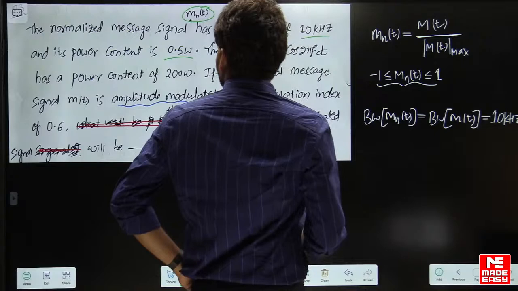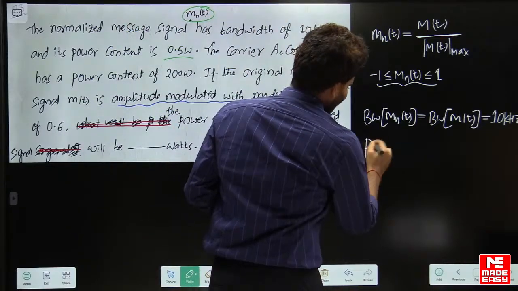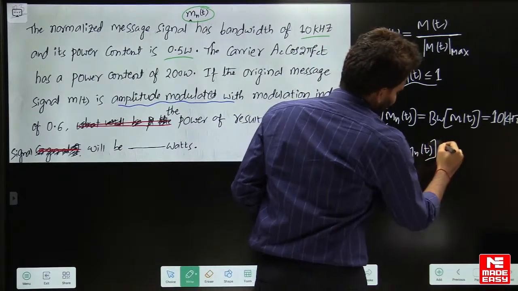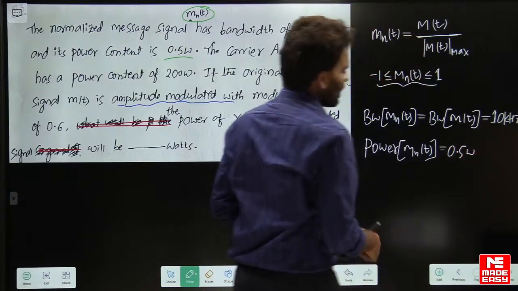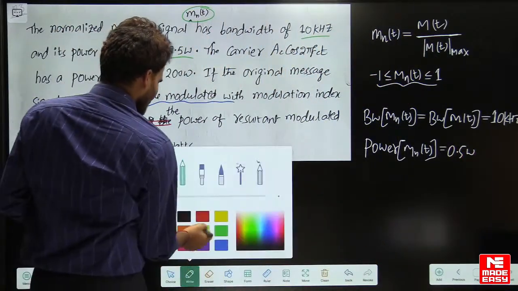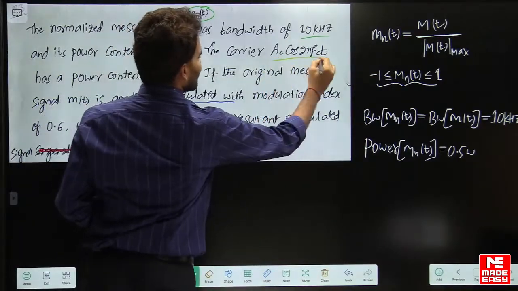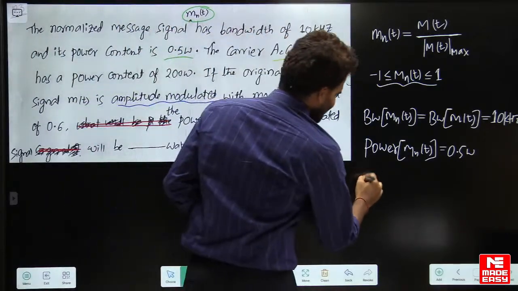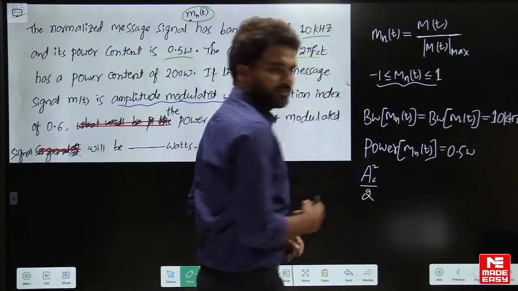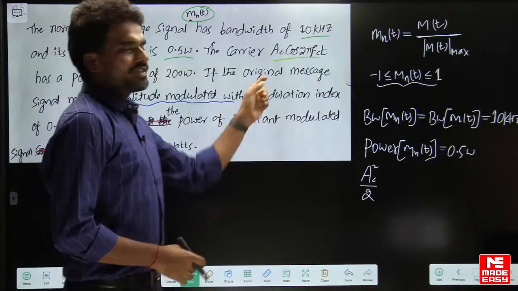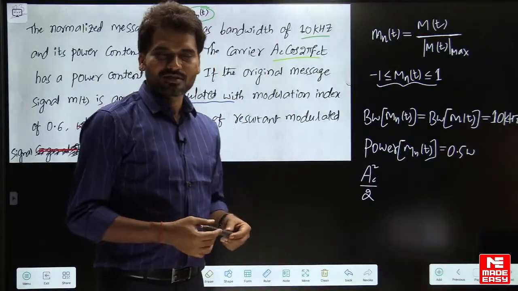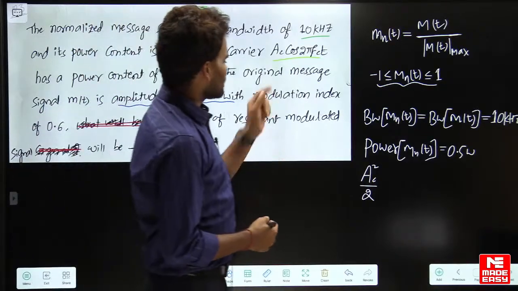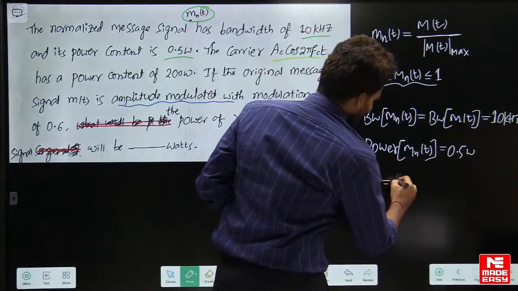And the power of the normalized signal is given as 0.5 watts, and the power of the unmodulated carrier A_c cos 2 pi f_c t is 200 watts. That is A_c squared by 2. The power of A_c cos 2 pi f_c t is A_c squared by 2R, of course, but the load resistance R is not given, so we take the default of 1 ohm, then it is A_c squared by 2. This is given as 200 watts.